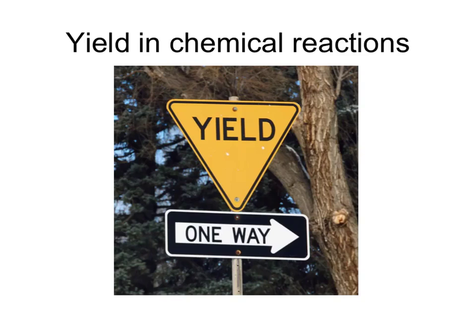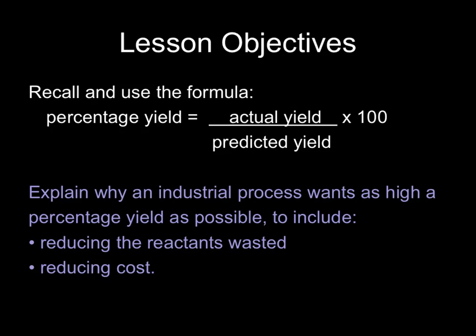This tutorial is all about yield in chemical reactions, and yield is a comparison of the amount that we actually get of the product compared with the amount that we might expect or predict for product based upon how much reactant we've used. You have to learn this equation here. Percentage yield equals actual yield divided by predicted yield times 100%.